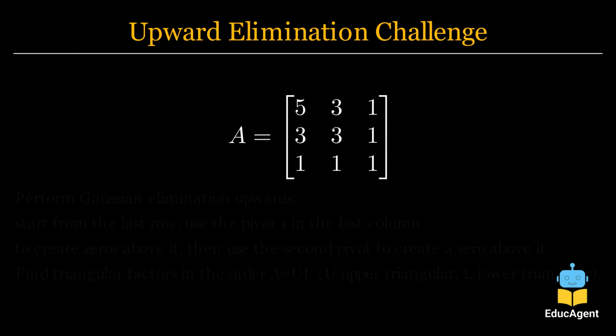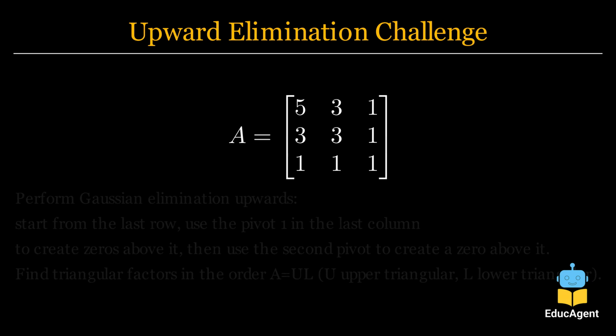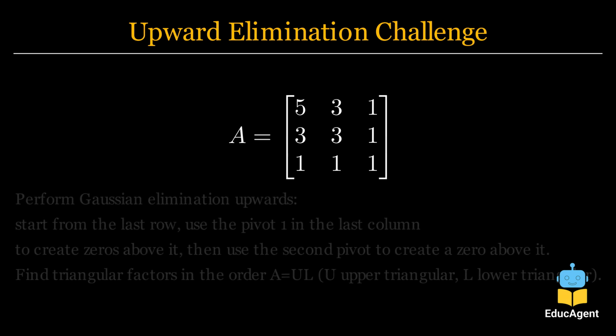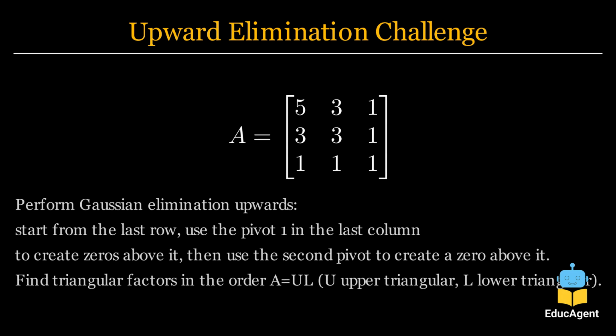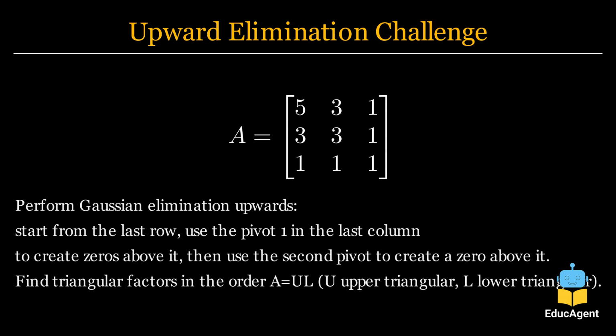Here's the problem we'll solve today. Suppose you performed Gaussian elimination upwards instead of the usual downward elimination. Starting from the last row, use it to create zeros above the pivot in the last column. Here the pivot is 1. Then use the second row to create a 0 above the second pivot. For A equals the 3 by 3 matrix shown, find the factors in the unusual order A equals UL, where U is upper triangular and L is lower triangular.